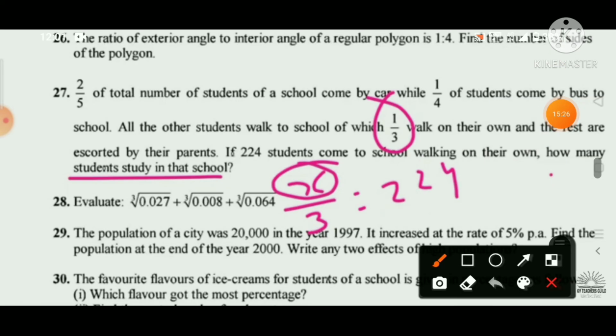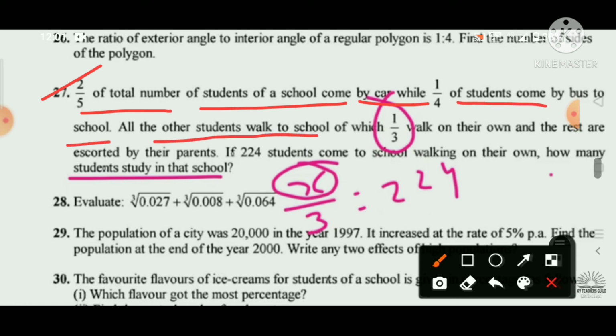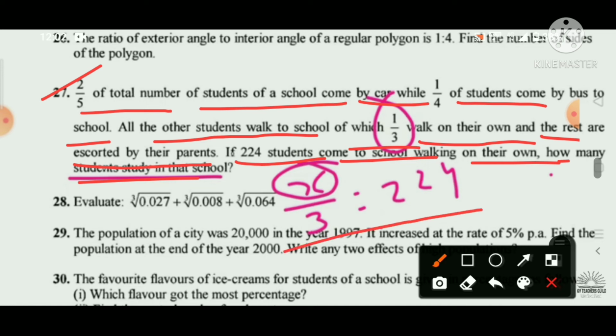So the next question is 2 by 5 of the total number of students of a school come by car, while 1/4 of the students come by bus. Other than bus students, 1 by 3 come by walk on their own, and the rest of them are dropped by their parents. If 4 students come to school walking on their own, how many students study in that school? So x by 3 you can take is equals to 224. Then you can find the value of x, that is the total number of students. Let's move to the next question.